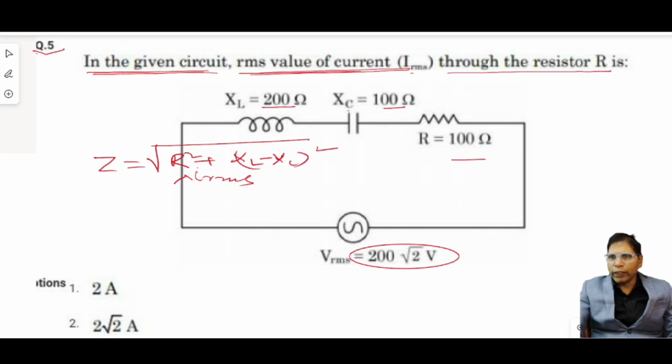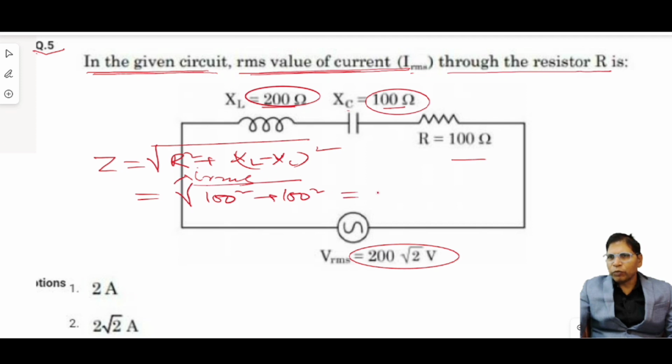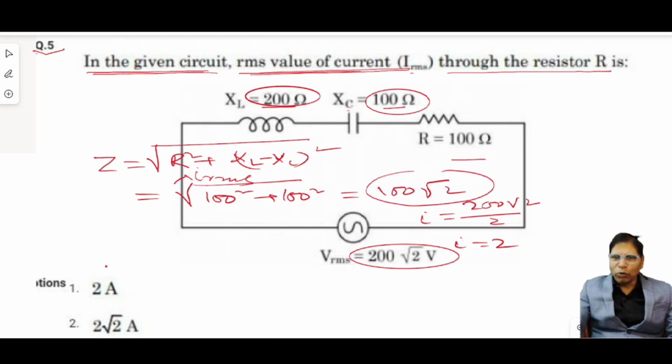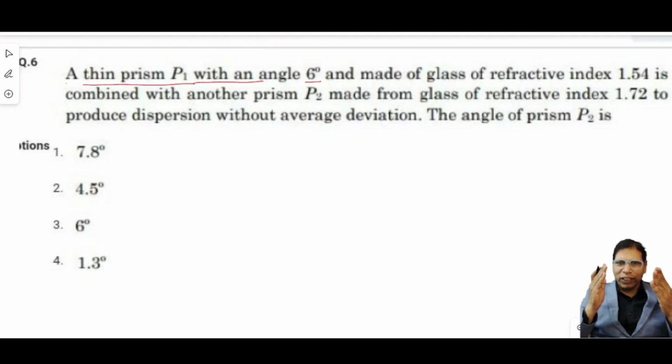Okay. Now look at this. Here R square means 100 square. Plus XL is 200 and XC is 100. Therefore the difference of this is 100. So this is also 100 square. Therefore, this is 100 root 2. Therefore, current I equals VRMS, 200 root 2, divided by Z. Z is 100 root 2, therefore I equals 2 ampere. So look at this, option 1 is correct. Okay, next question. Now question number 6.